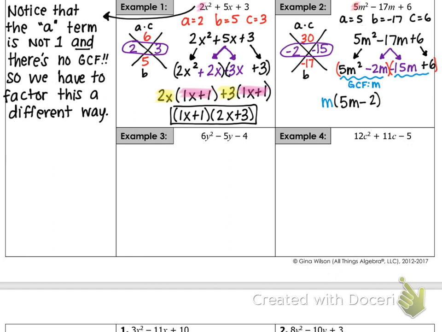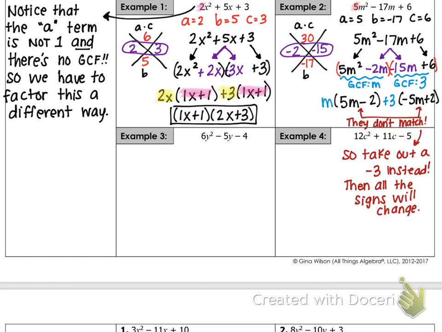What's my GCF of this last piece? Well, it might look like they don't have anything in common, but they actually have a 3 in common. So we're going to take out a 3, and what are we left over with? Well, negative 15 divided by 3 is negative 5m. Okay, and then 6 divided by 3 is 2.